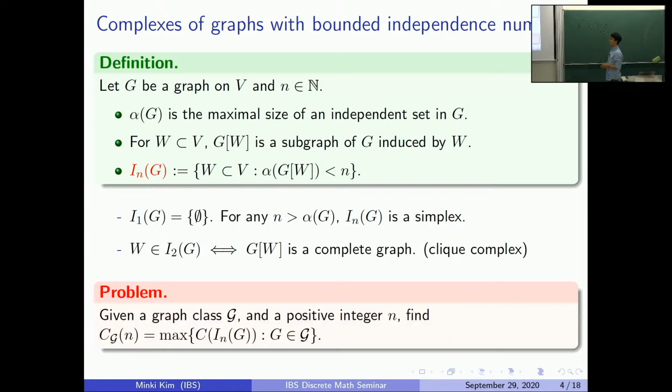And our question is this: given a graph class and a positive integer n, find the maximum collapsibility number of I sub n of G among all graphs from the graph class. And this problem was motivated from some combinatorial problem about the rainbow independent sets.